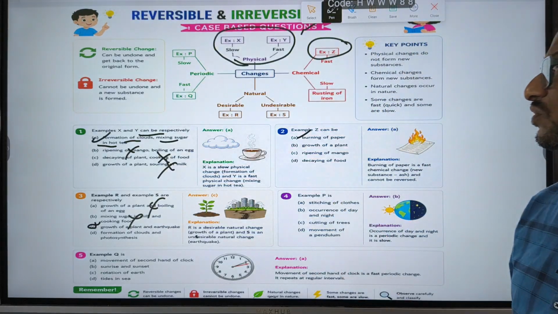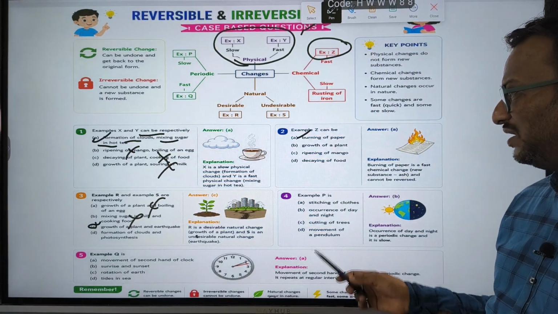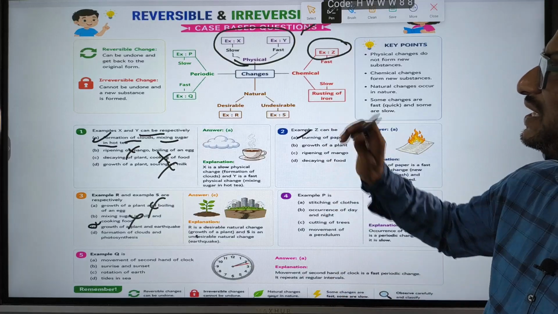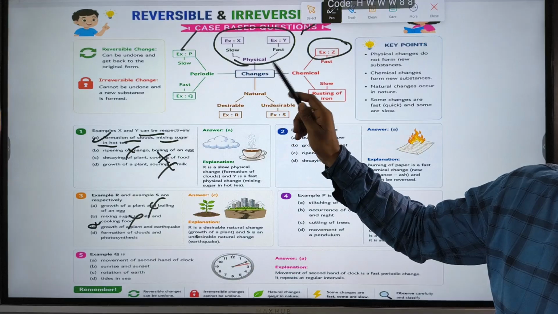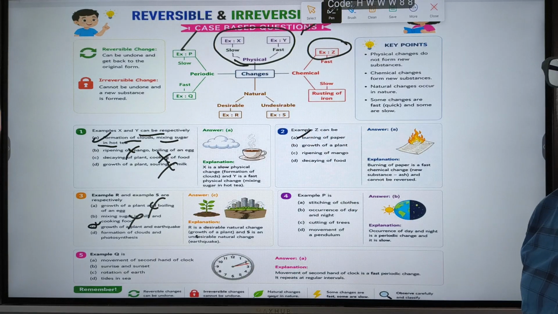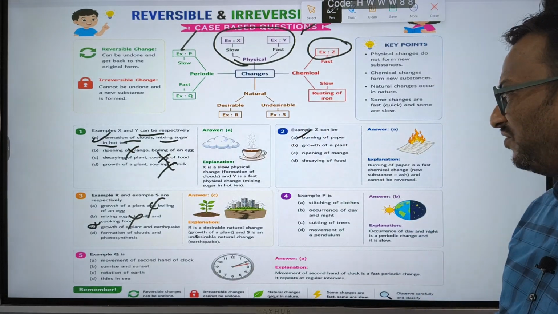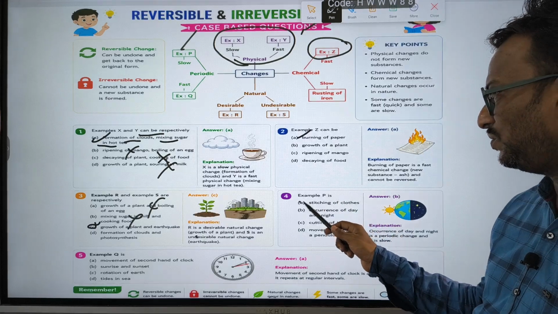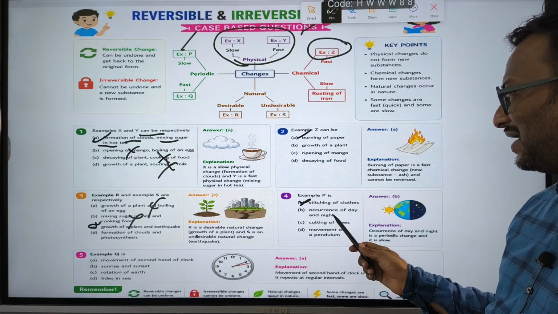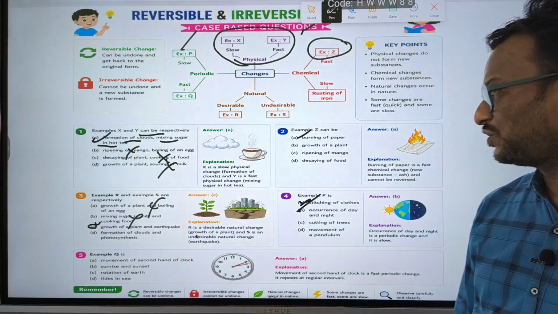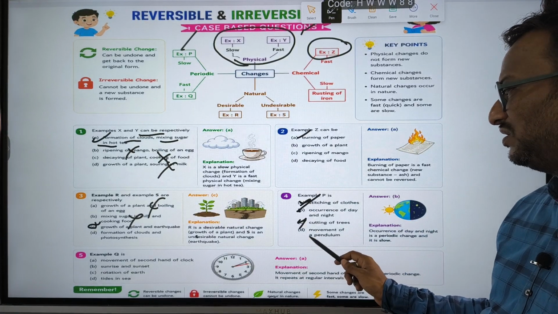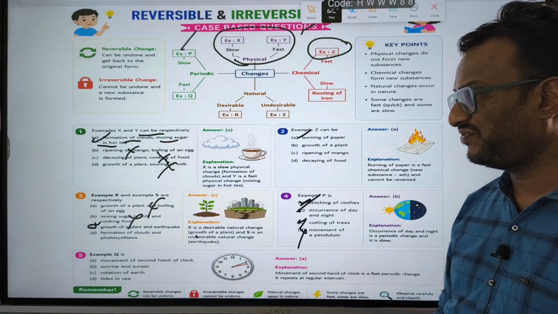Next, example 4. Alright. Example P is, P here. Where is P? Okay, P is here. It should be periodic and slow change. Periodic means it should happen in nature itself. For example, stitching of clothes, no. Next, occurrence of day and night. Yes, it is periodic, and once again it is a slow change. Cutting of trees, false. And movement of pendulum is false.